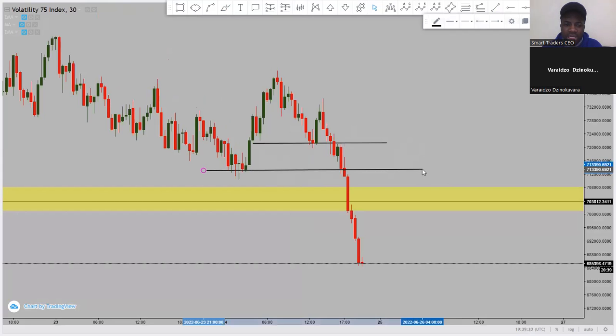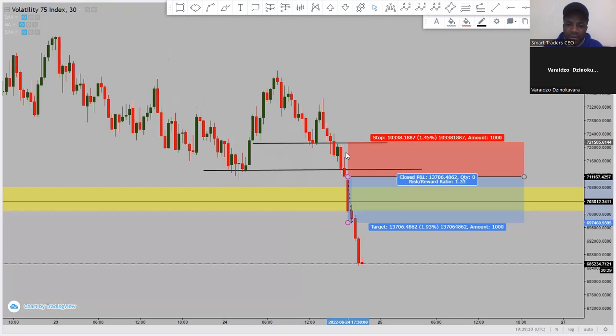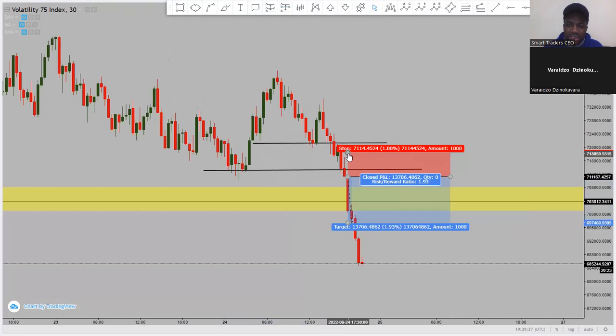So you see on 30 minutes, it was more clear. This break, more clear, you could have even entered immediately there, with your stop loss just above this 30-minute candle. This was a $7 stop loss with a minimum lot size. You would have entered just like that.